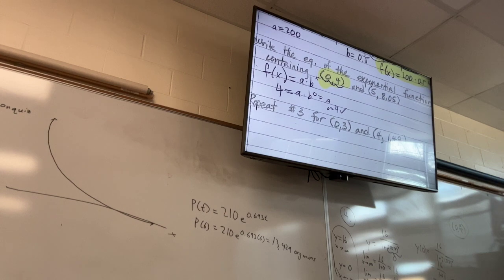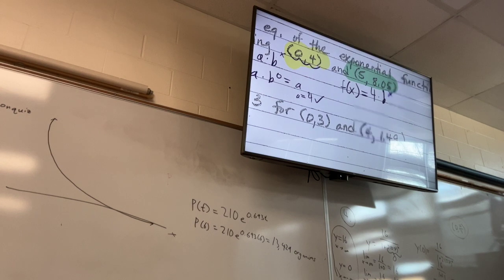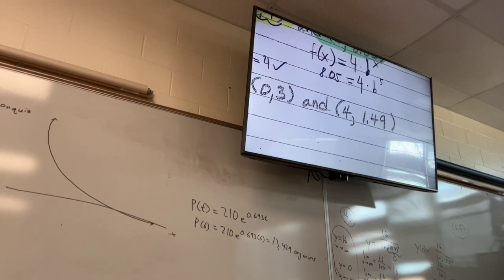Okay, so plugging in a, we know f of x equals 4 times b to the x. Then what do I do with this second point here? What do I do with that? You also plug it in? Also plug it in. Yep, so you plug in 5 for x and 8.05 for f of x.